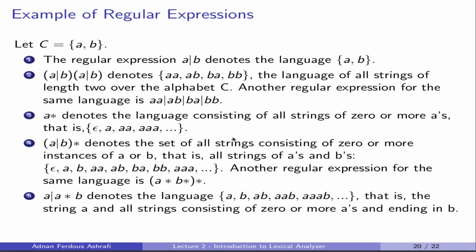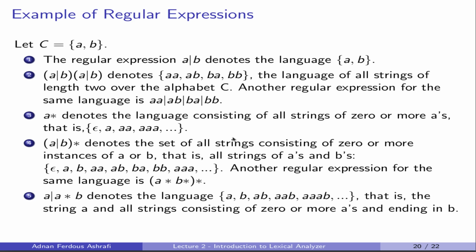The third example is A star, which denotes the language consisting of all strings of 0 or more A's. Okay? An example is epsilon. Why can epsilon be included? Because there are 0 A's. There can be 1 A, 2 A's, 3 A's, 4, 5, there can be 100,000 A's, right? So we represent this by A star. Remember, A star means there can be 0 A's or infinite A's.